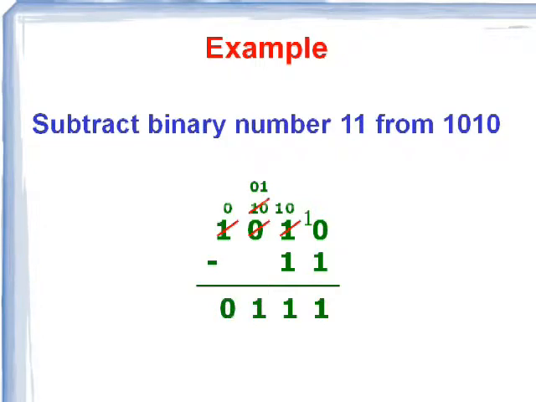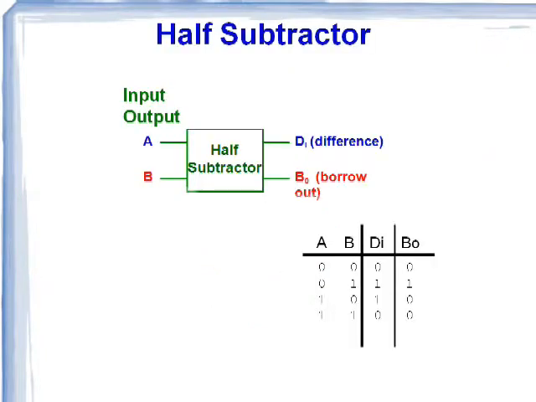Now let us see how to do this subtraction with the help of circuits. So we use two circuits here. One is the half subtractor and the other one is the full subtractor. The half subtractor is a circuit which takes two inputs and provides two outputs, that is difference as well as borrow. Here you can see the truth table of the half subtractor, where A and B are inputs, DI and B0 are the outputs.